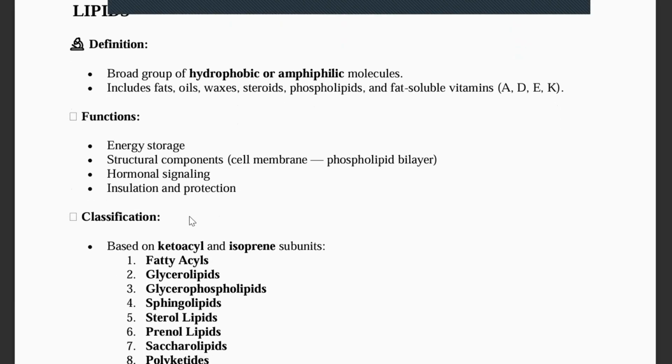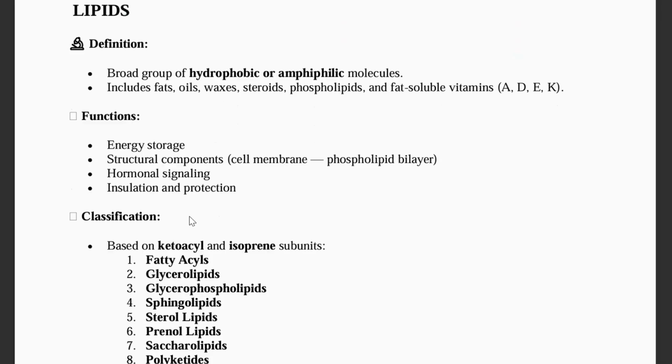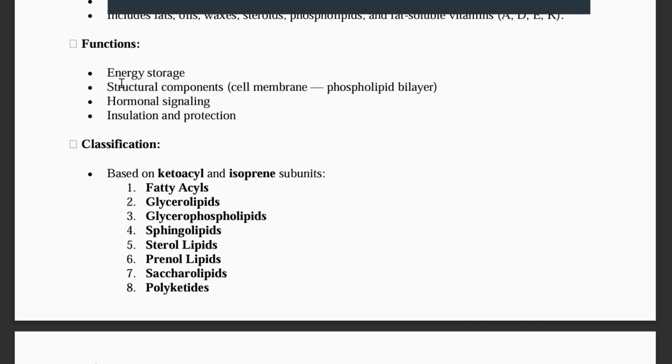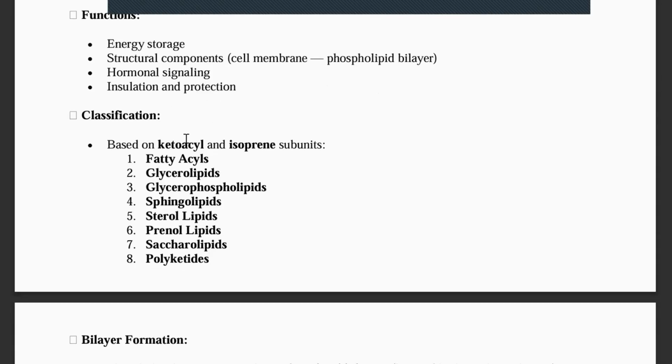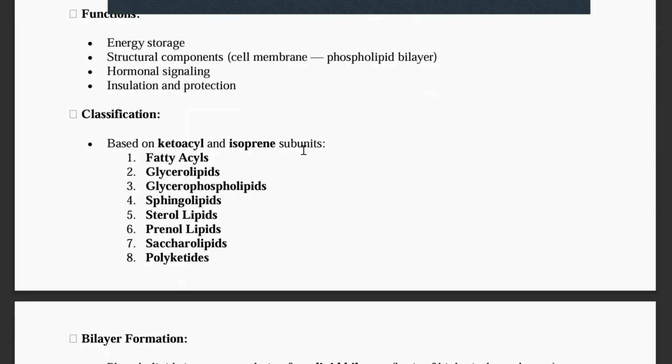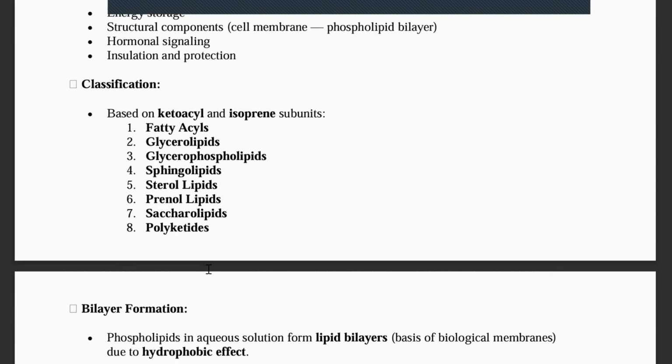Next topic is lipids. Now, lipids are a broad group of hydrophobic or amphiphilic molecules. This includes fats, oils, waxes, steroids, phospholipids, and fat-soluble vitamins like A, D, E, K. Now, what are the functions? Energy storage, structural component, that is the cell membrane, which is the phospholipid bilayer, hormonal signaling, then insulation and protection. Classification is based on the ketoacyl and the isoprene subunits, and they are classified into 8 types.